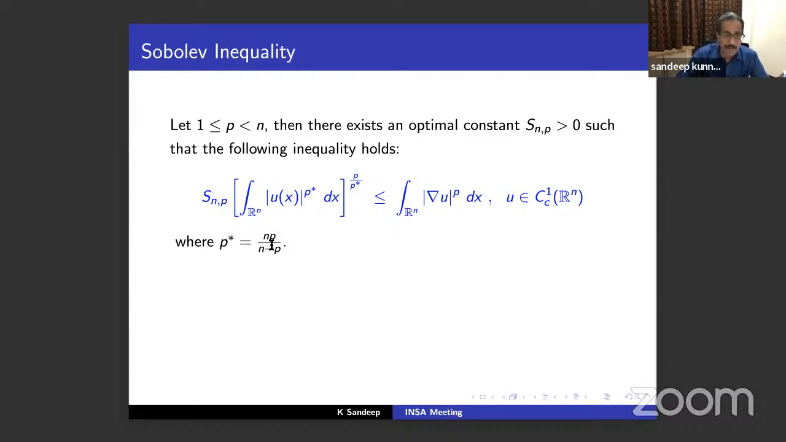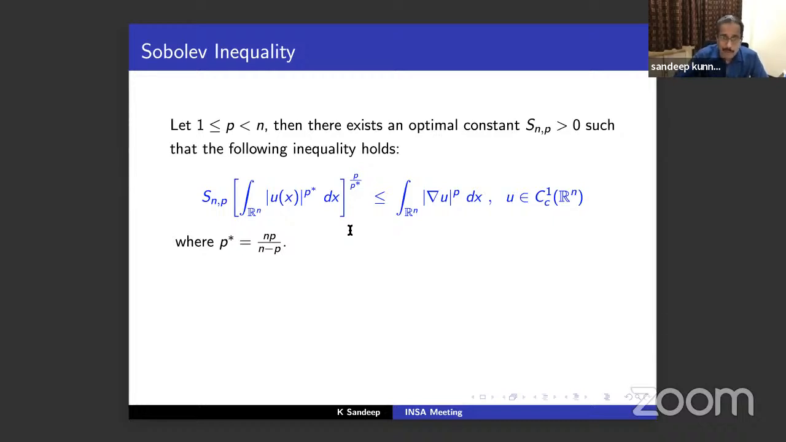And p star is np by n minus p. This goes to infinity. So one may expect maybe whether the L infinity norm can be controlled by the L^n norm. Unfortunately, that's also not possible. So you can try to see what exactly we can do.